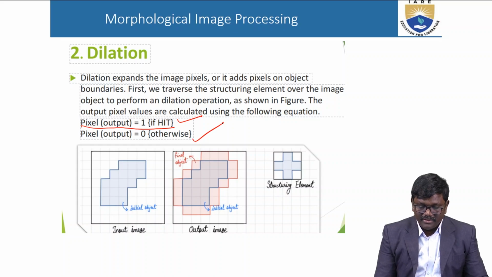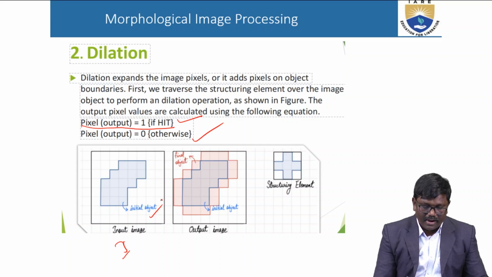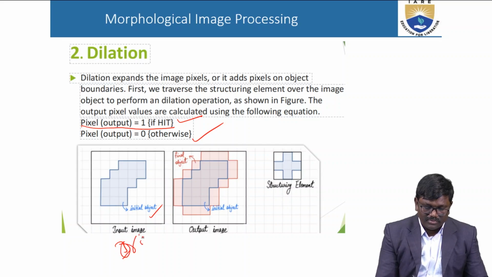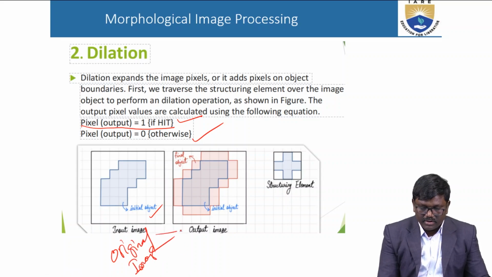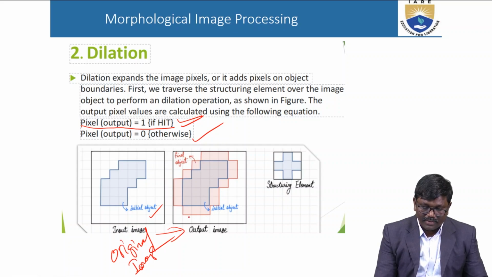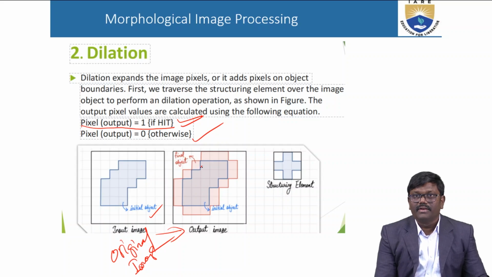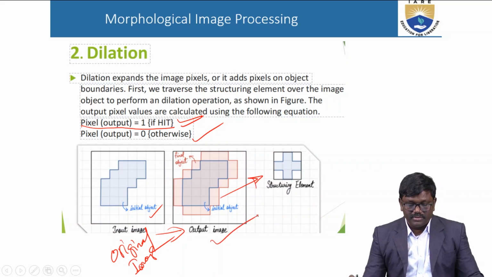So let us take this as your initial object. From the original image, we got the output with the help of hit. Wherever at least 1 pixel is present, there we consider 1 by 1 of the structuring element. So this part alone we draw with your structuring element. Then we got the output of the initial value.